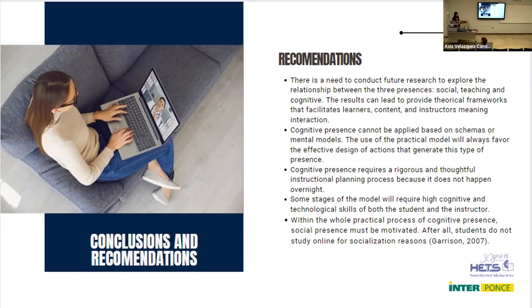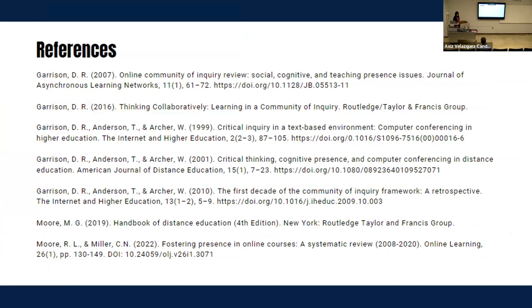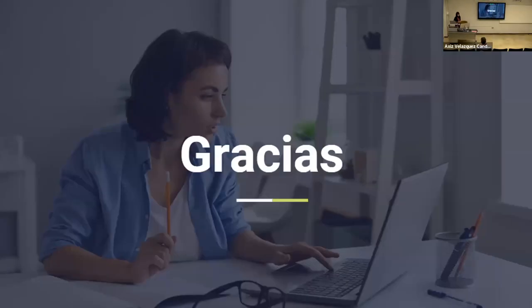Also, within the whole practical process of cognitive presence, the social presence must also be motivated. After all, students do not study online only to socialize. Don't get me wrong, I like that too. But we don't have the students there only to get to know each other. We expect them to learn and to generate some competencies so they can do well. So that was basically it. Do you have questions?